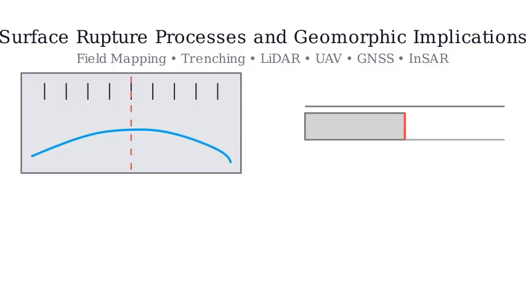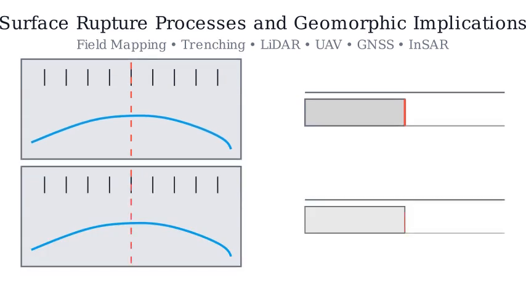When a large, shallow earthquake breaks all the way to the surface, the ground is offset along the fault trace. That linear break at the ground is called surface rupture. Here is the key idea. The ground on one side of the fault moves relative to the other. In plan view, we often see a sharp trace, and in cross-section we can see a scarp or a step.